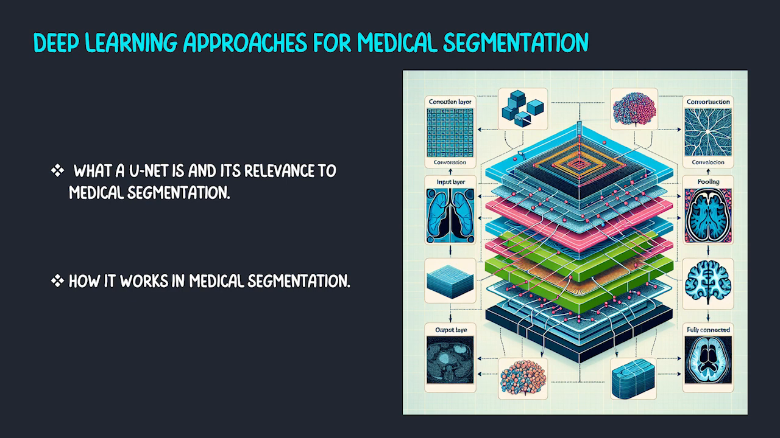How it works in medical segmentation. U-Net is particularly relevant to medical image segmentation due to its ability to produce high-quality segmentation results even with very few training images. It does this by using extensive data augmentation and a special loss function for training, which makes it very effective for tasks like tumor detection, organ segmentation, and vessel segmentation in medical imaging.